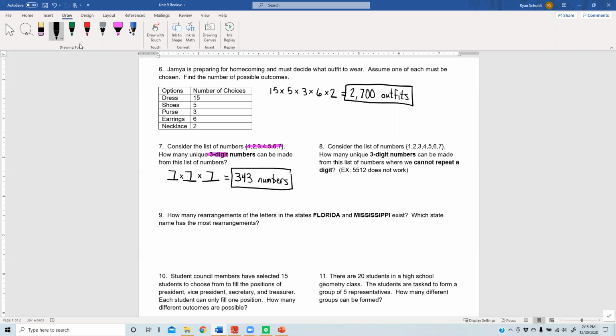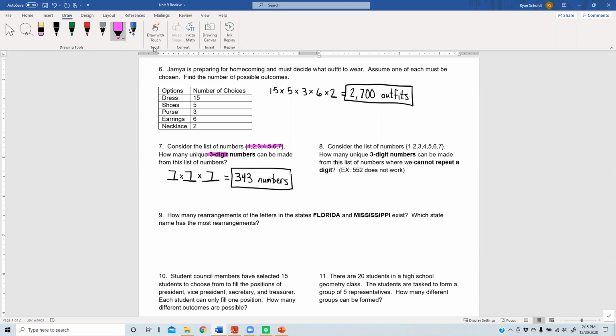Okay, number 8. Actually a little, it's not a huge typo, but it's something that I want to fix. There we go. Okay, so again, we have the list of numbers 1, 2, 3, 4, 5, 6, and 7. How many unique 3-digit numbers can be made from this list of numbers where we cannot repeat a digit?